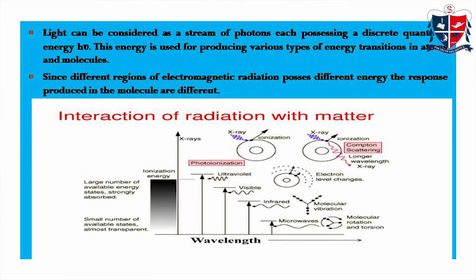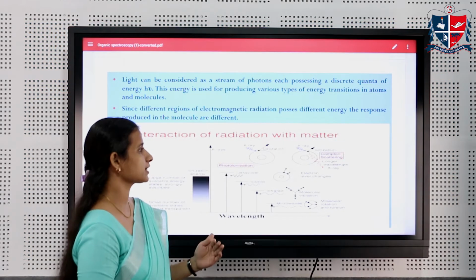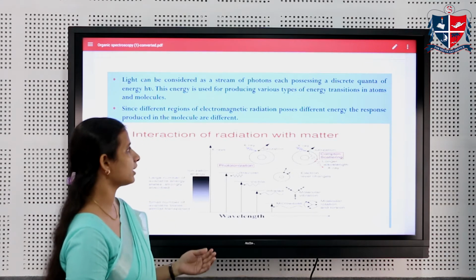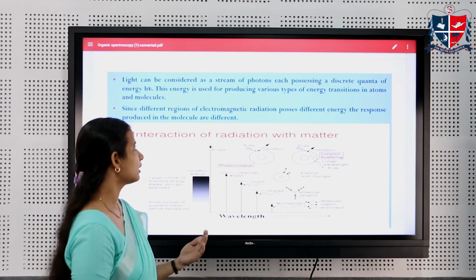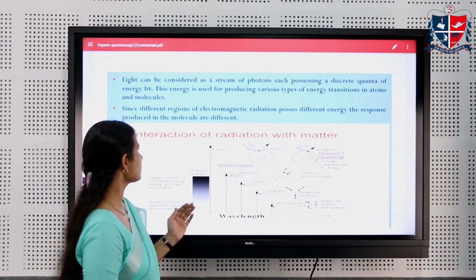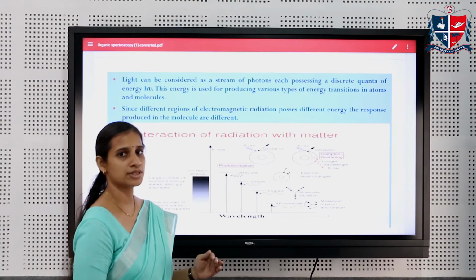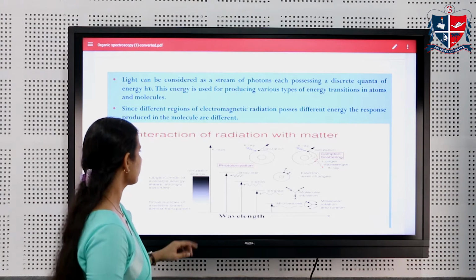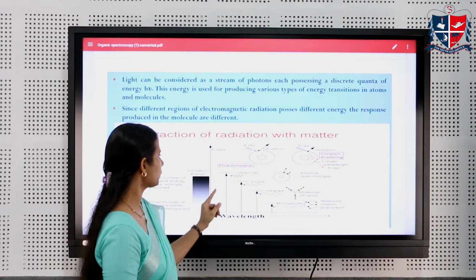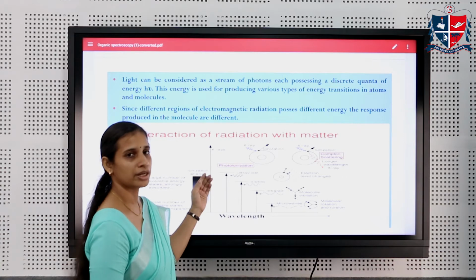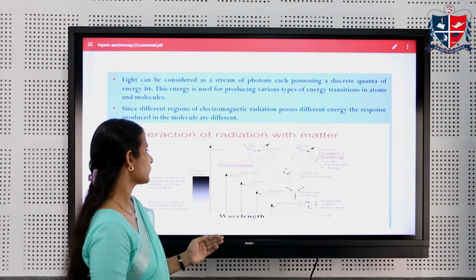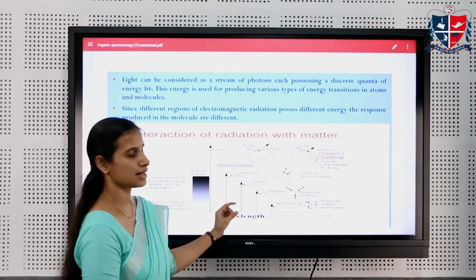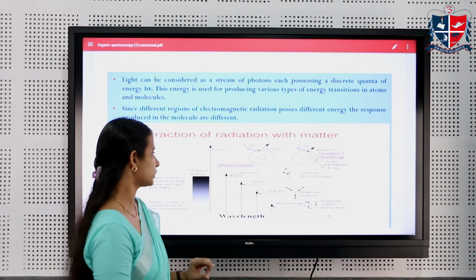Light can be considered as a stream of photons, each possessing a discrete quantum of energy, h nu. This energy is used for producing various types of energy transitions in atoms and molecules. Since different regions of the electromagnetic radiation possess different energy, the responses produced in the molecules are different. For example, in the case of X-rays, photoionization occurs. And in the case of ultraviolet and visible radiation, electronic transitions occur in the molecule.